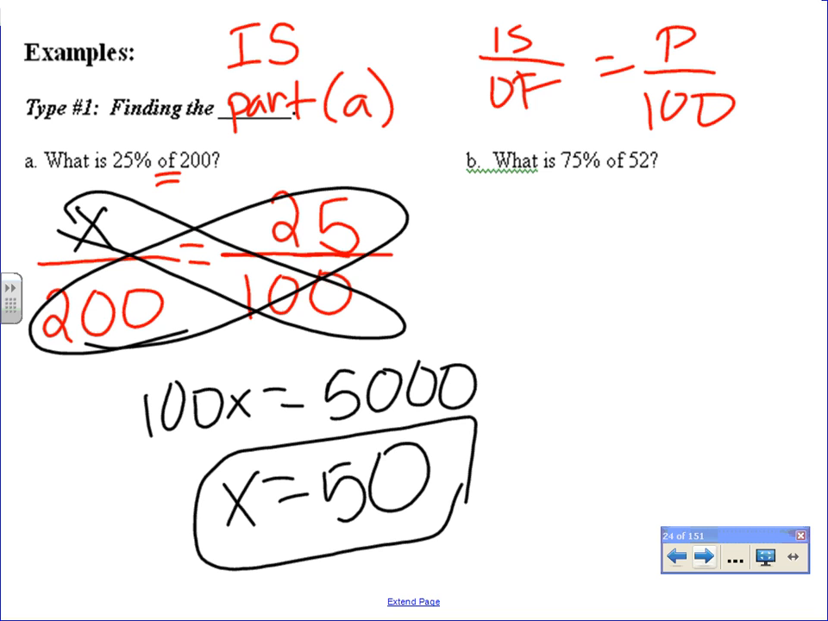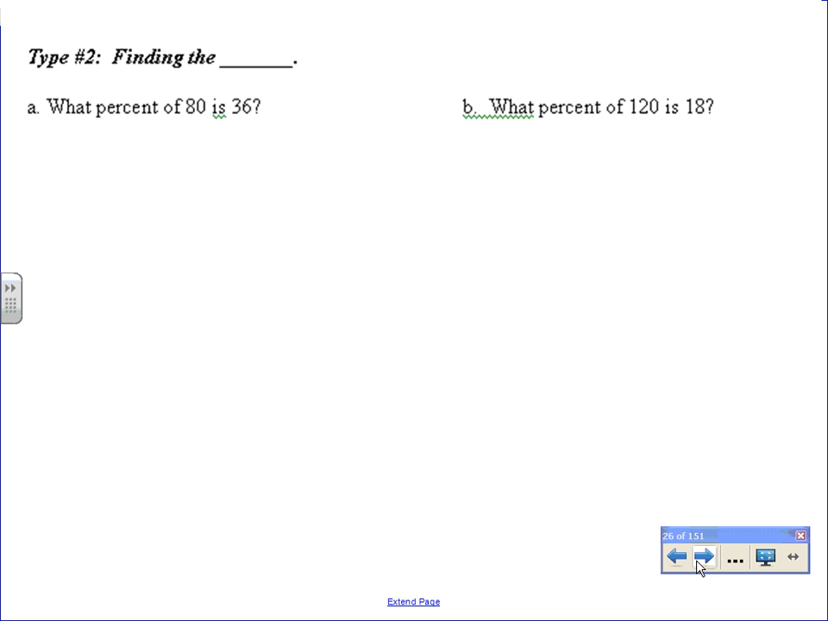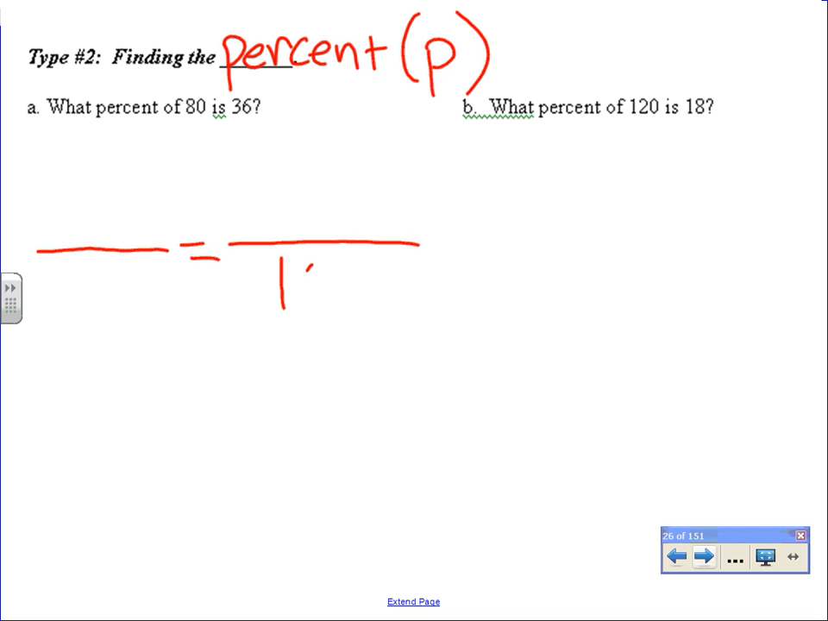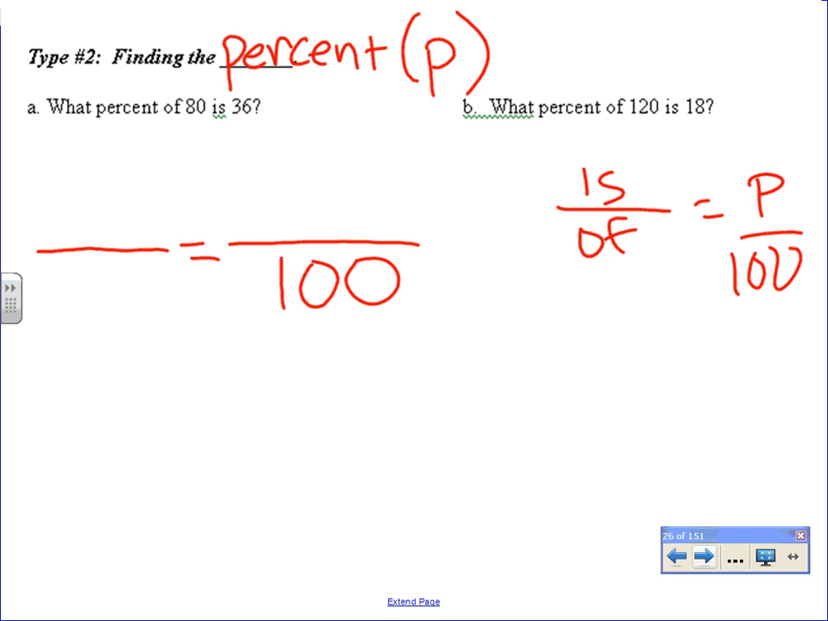Okay, let's go to type 2, and let's go to letter A. Type 2, letter A, we are finding the percent. So I want you to write in parentheses, we are finding the P, which is the percent. I think these ones are a little bit easier. What percent of 80, so here's our is over of, 80 is 36. So I'm going to make our skeleton. We have fraction bar equals fraction bar over 100. And I'm also going to write down is over of equals P over 100 in case you like to use that.